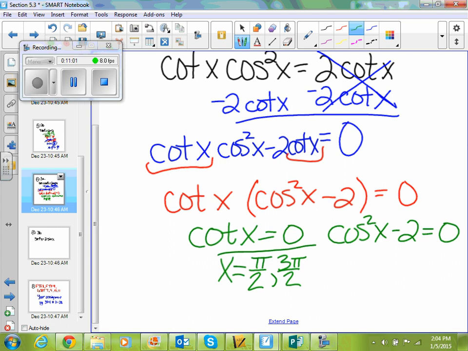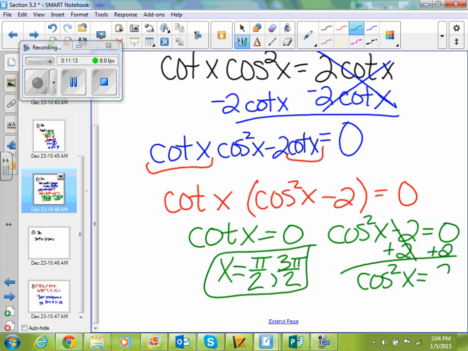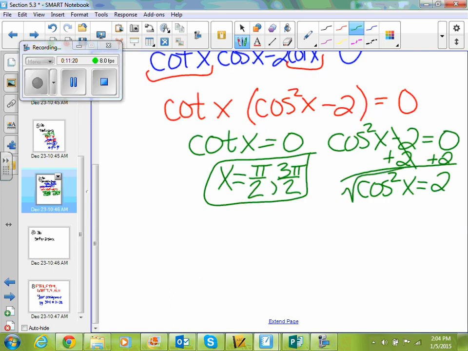Then if I want to solve this other equation for cosine, I'm going to get rid of the minus 2, so I add 2. So I get cosine squared of x equals 2. Then if I take the square root of each side, I get cosine of x equals the square root of 2. And remember, cosine is your x values. So on our unit circle, where do we find an x value of square root of 2?